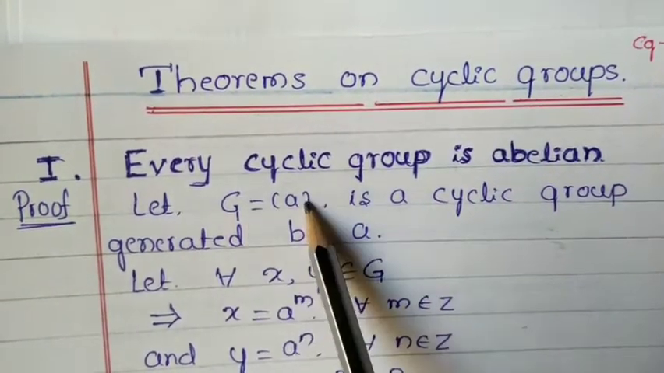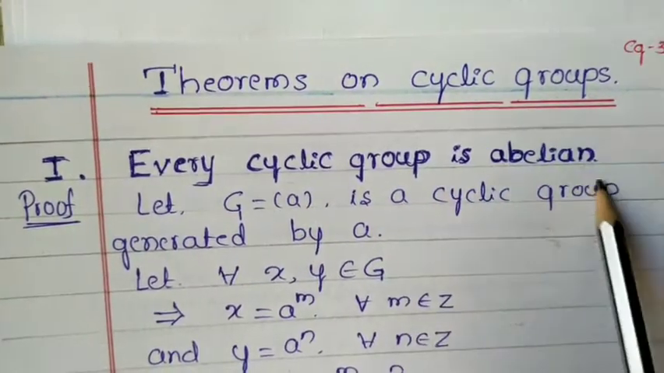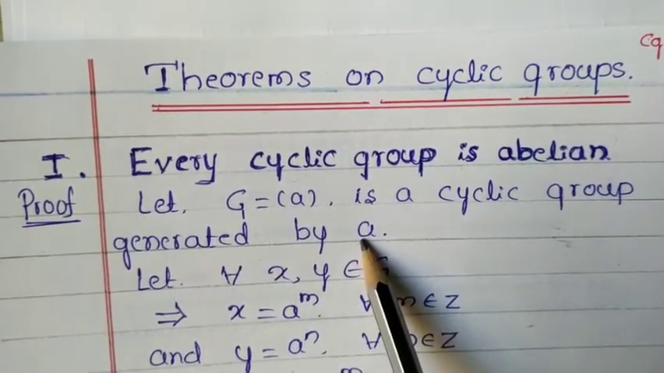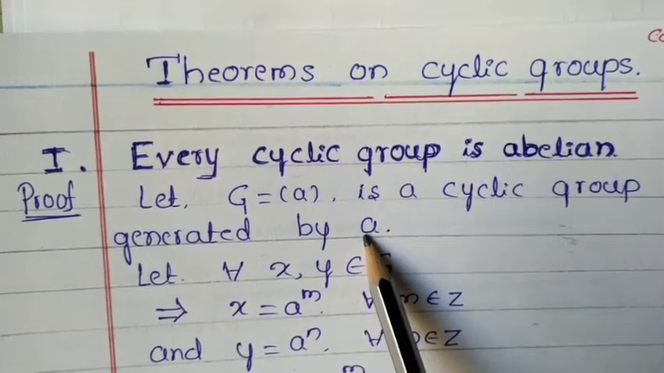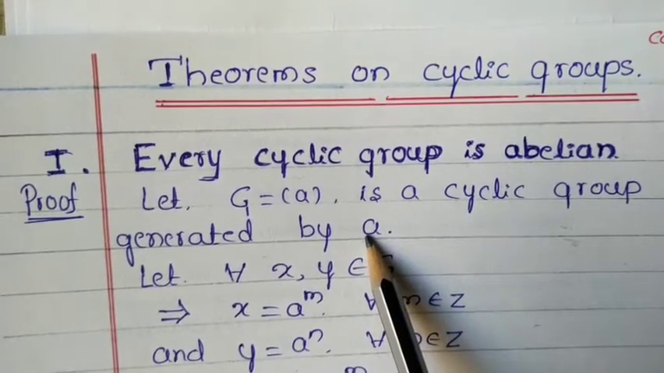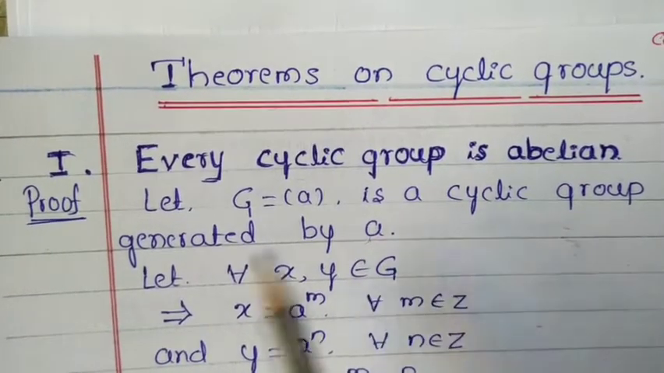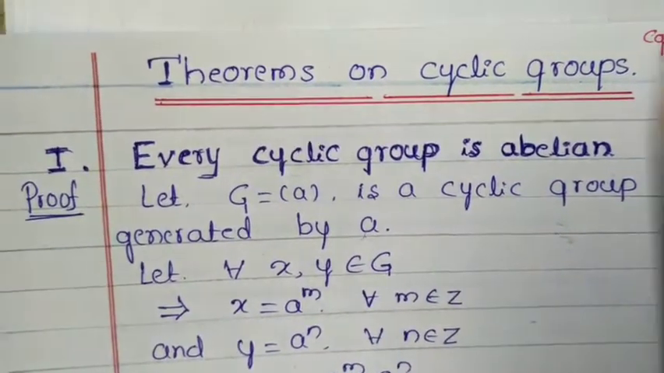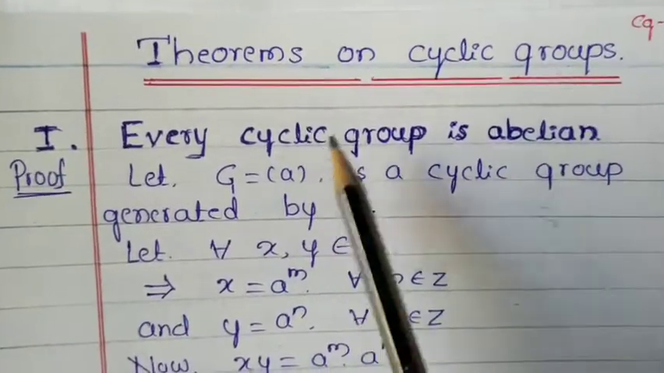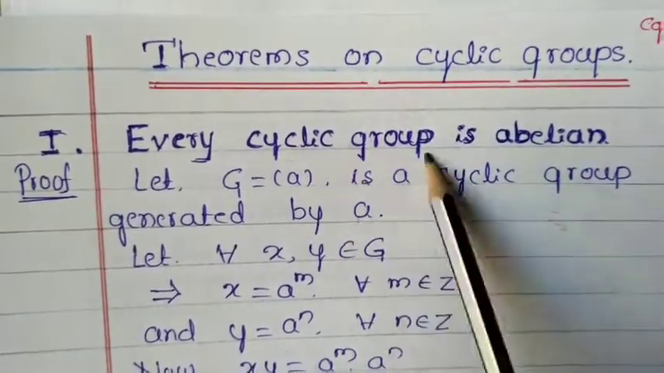Let G equal to bracket a be a cyclic group generated by a. That means G is of the form a to the power n for every n an integer, and a belongs to G. It is the clear picture. Now our idea is to show that this cyclic group is abelian.